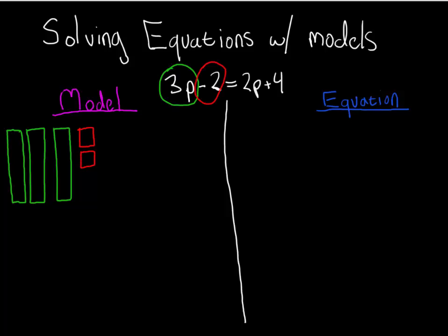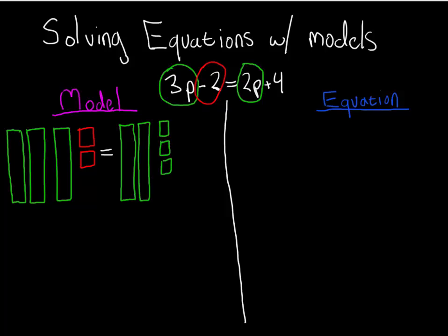I'll keep the equal sign in white, and now I'll draw on the model for the right hand side of the equation. There are 2 p's and they're both positives, so I'm using 2 vertical bars. There's 4 individual units, those are also positive, so I'll draw in 4 small green boxes. Now let's write the equation on the opposite side. 3p minus 2 is equal to 2p plus 4.